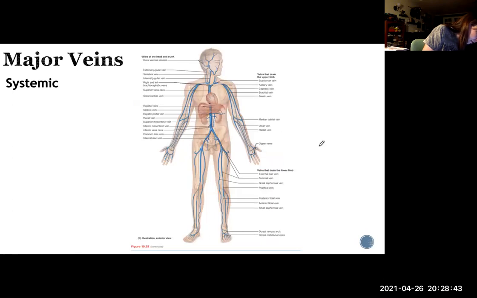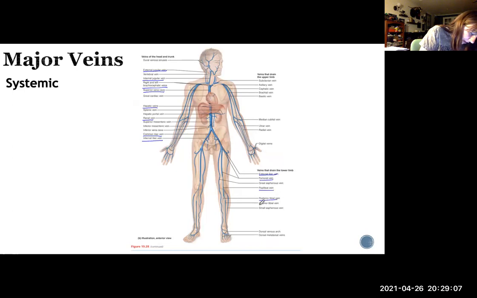So we need to know external jugular, internal jugular, right and left brachiocephalic, superior vena cava, the hepatic veins, the renal veins, the common iliac, the internal iliac, the external iliac, the femoral, popliteal, posterior, anterior tibial veins. And on the back will be another fibular.